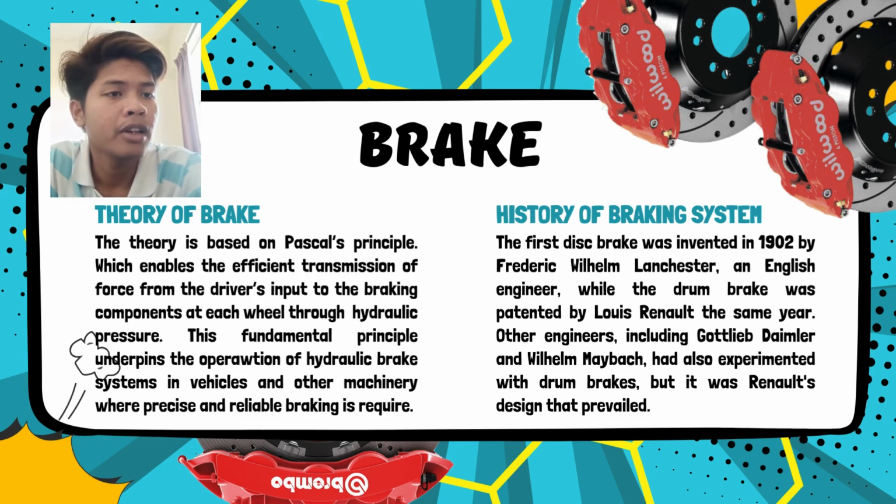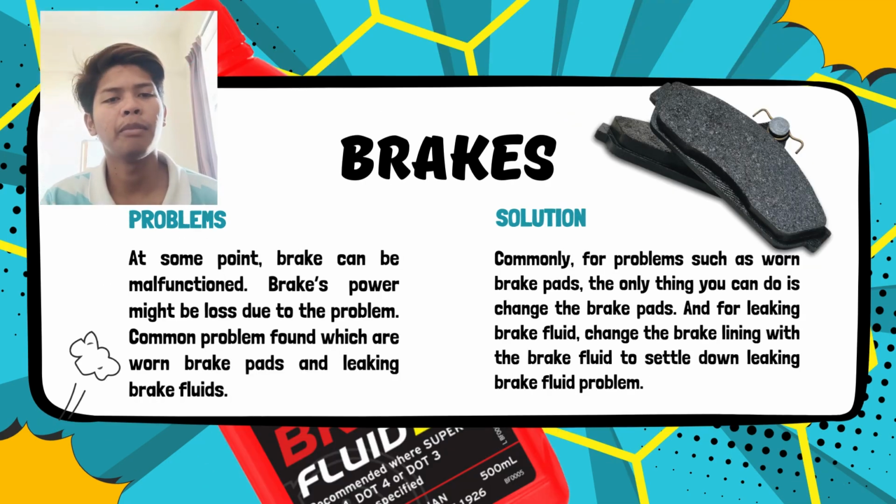The first disc brake was invented in 1902 by Frederick Wilhelm Lanchester, an English engineer, while the drum brake was patented by Louis Renault the same year. Other engineers, including Gottlieb Daimler and Wilhelm Maybach, had also experimented with drum brakes, but it was Renault's design that was preferred.